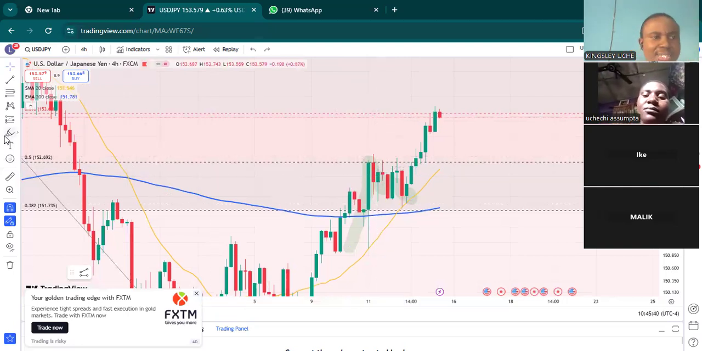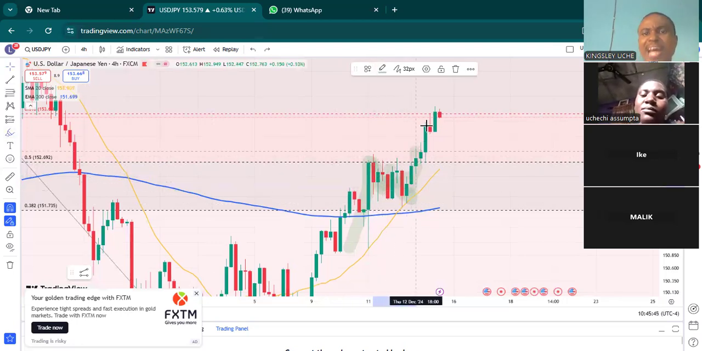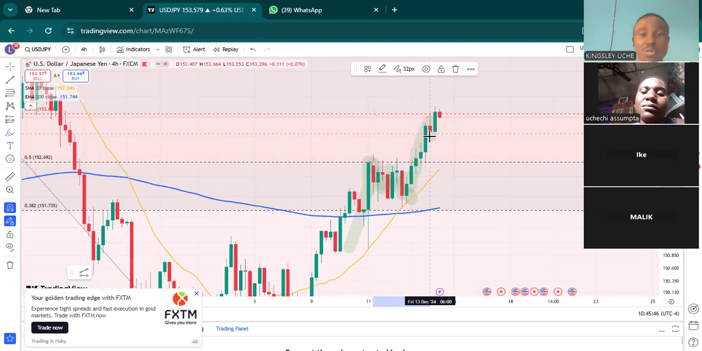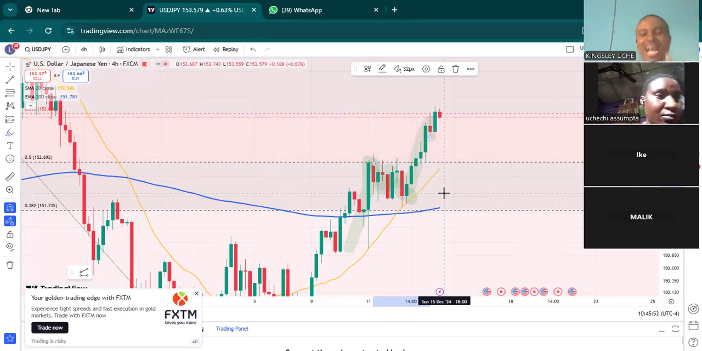So you can see the market came down, and what happened? You see it came up high. This movement was last week Thursday. We saw this movement last week Thursday, and I was waiting patiently for us to get an active candlestick formation.